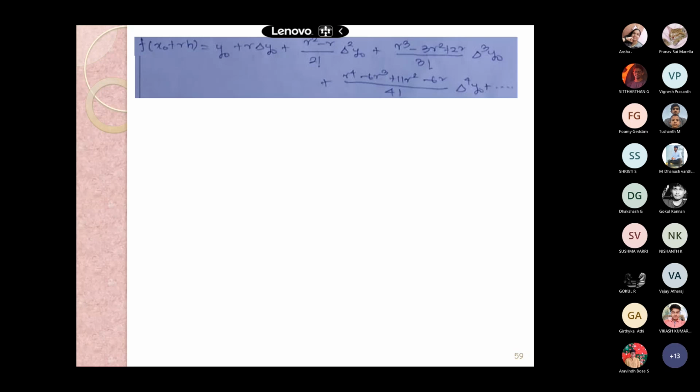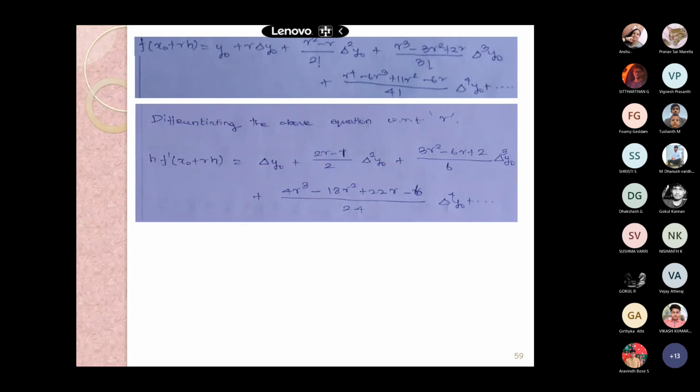I get f of x naught plus rh is equal to y naught plus r first difference of y naught plus r square minus r. Usually we keep it as n into n minus 1, which here is r into r minus 1, that is r square minus r, divided by 2 factorial into the second difference, plus r cube minus 3r square plus 2r divided by 3 factorial into the third difference, plus r power 4 minus 6r cube plus 11r square minus 6r divided by 4 factorial into the fourth difference.